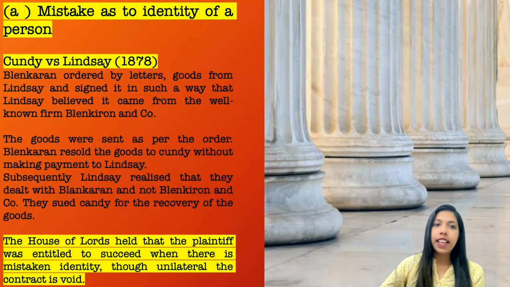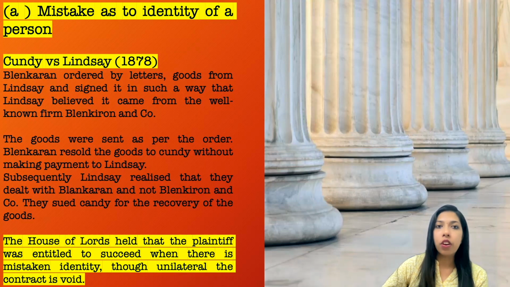Under that, there are mistakes as to the identity of the person. The first case law is Cundy versus Lindsay. In this case, Blenkarn ordered by letters certain goods from Lindsay and signed it in such a way that Lindsay believed it came from the well-known firm Blenkiron and Company. So there was a mistake on the part of Lindsay.